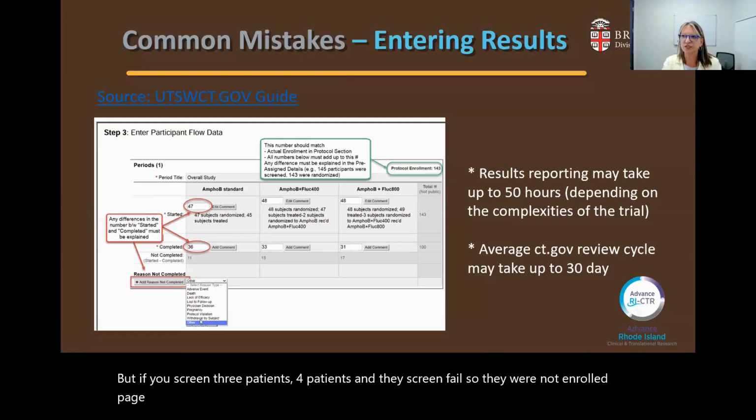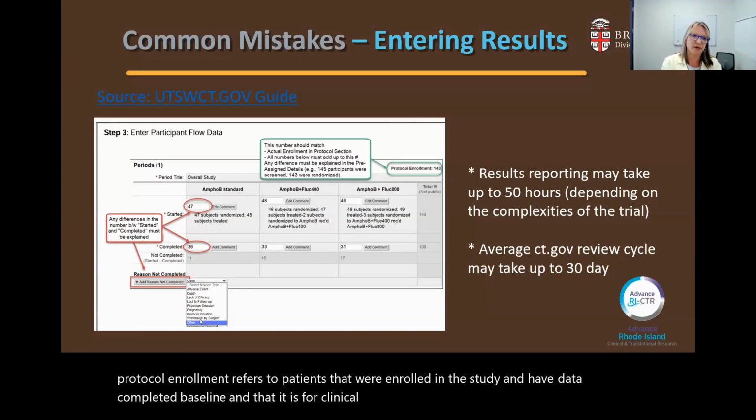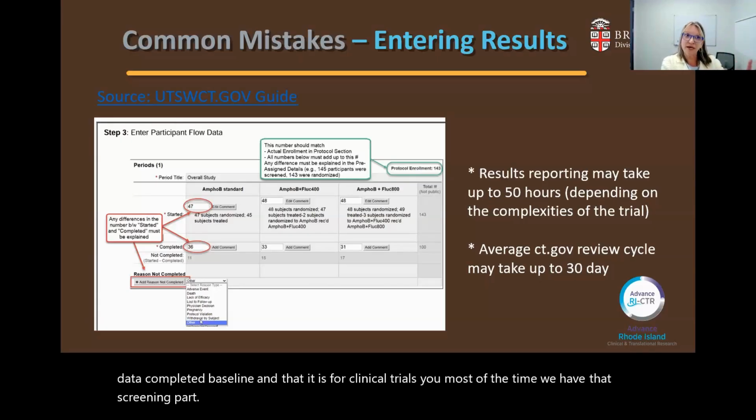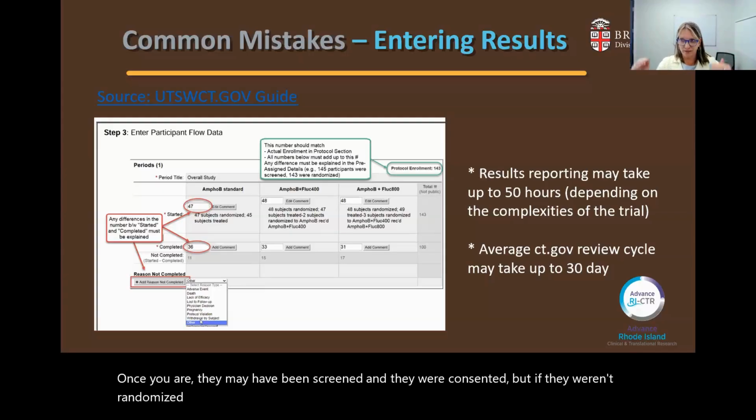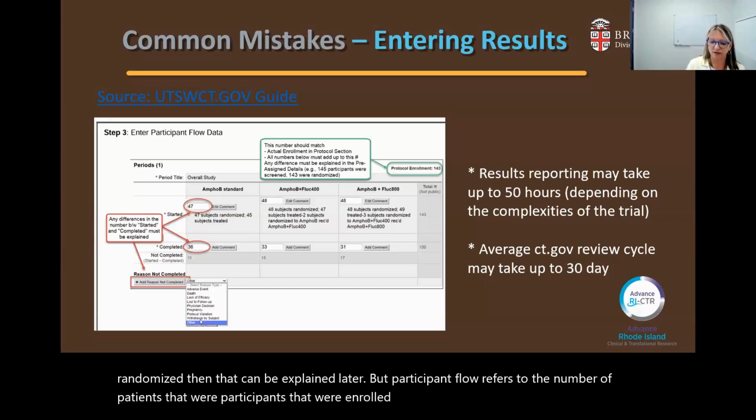Protocol enrollment refers to patients that were enrolled in the study and have data, completed baseline. For clinical trials, most of the time we have that screening part. They may have been screened and they were consented, but if they weren't randomized, then that can be explained later. But participant flow refers to the number of participants that were enrolled, meaning participants that signed consent.